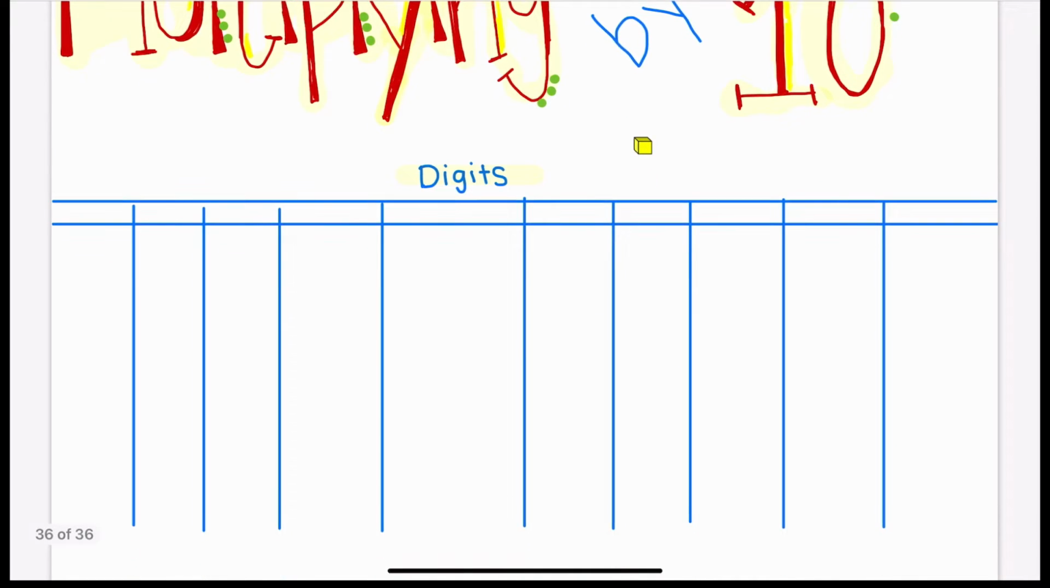So looking at our number system, it is comprised of digits, and these digits come together to make our numbers. So our digits are 0, 1, 2, 3, 4, 5, 6, 7, 8, and 9. So we're going to look at what these look like.